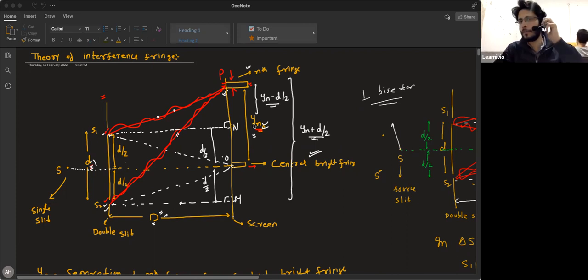Condition of path difference for the bright fringe, Hishma. What should be the value of path difference for bright fringe? We have derived these things in the previous class. Shefullah, what was the condition of path difference for the bright fringe?